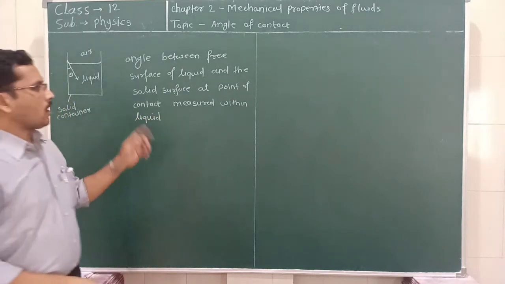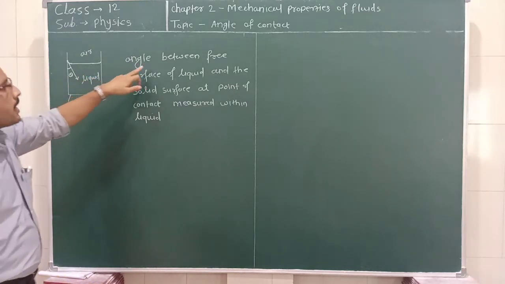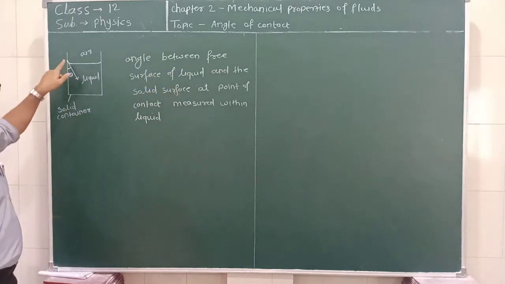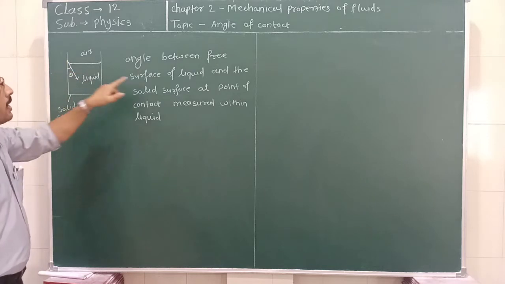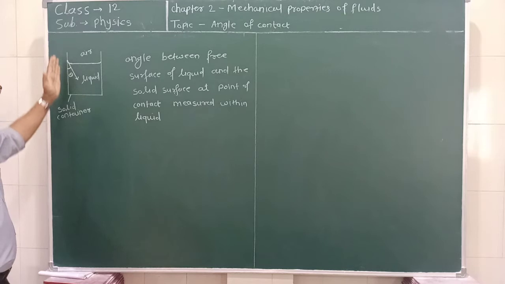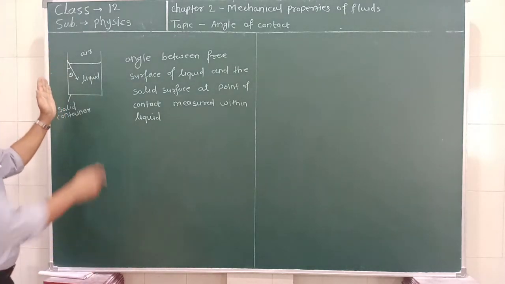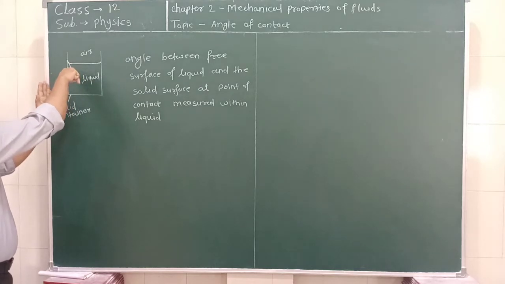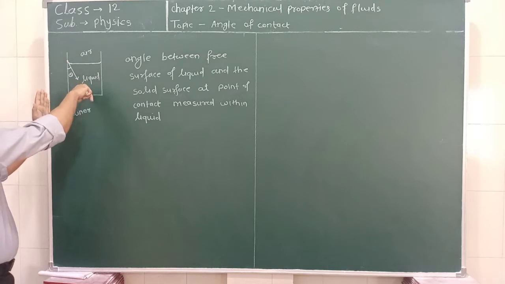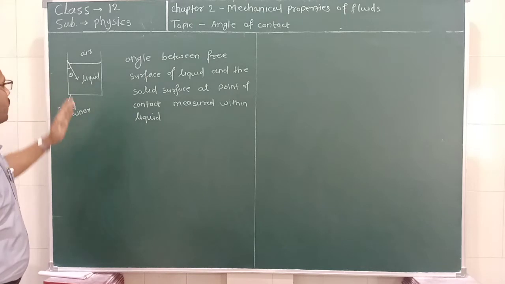So how can we define this angle of contact? Angle of contact is the angle between the free surface of the liquid, this is the free surface of the liquid, and the solid surface. This is the solid surface, it is the wall of the container. The angle between the tangent drawn to the free surface of the liquid and this container solid surface is called the angle of contact.